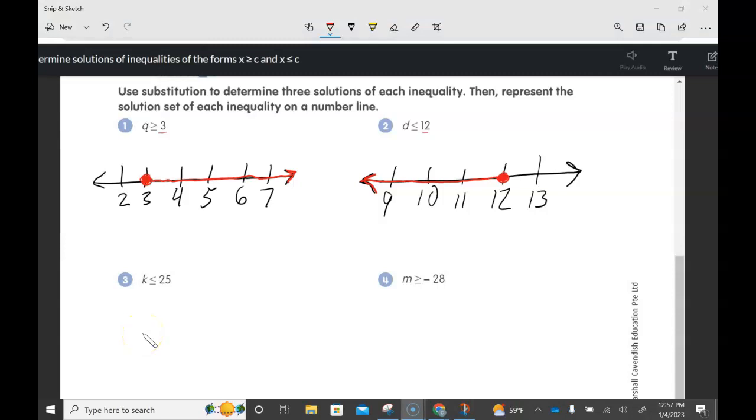So this concludes the video on solutions of simple inequalities. If you have any questions about this concept, please come and see me.